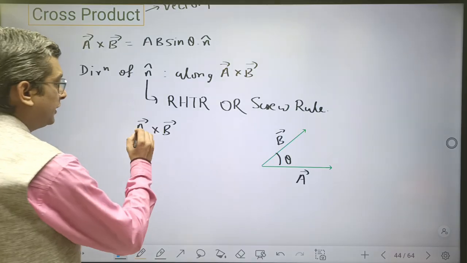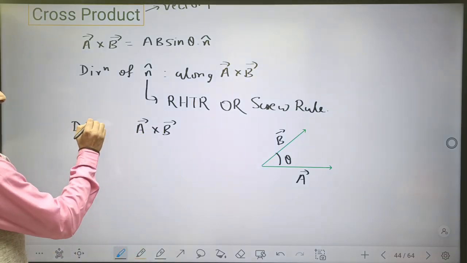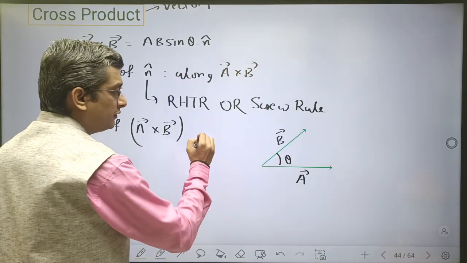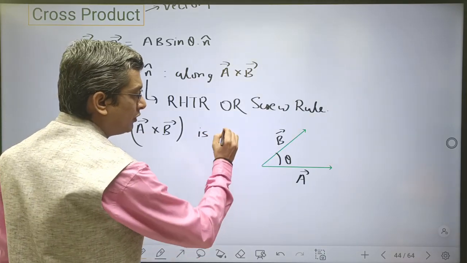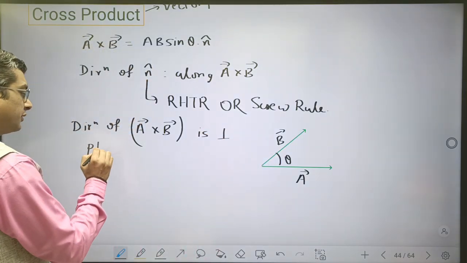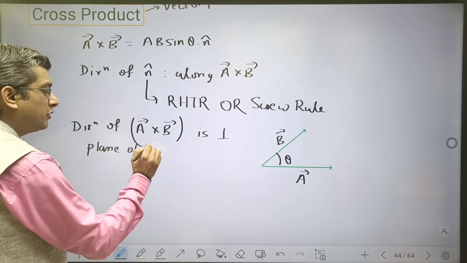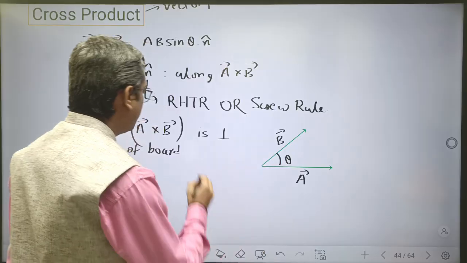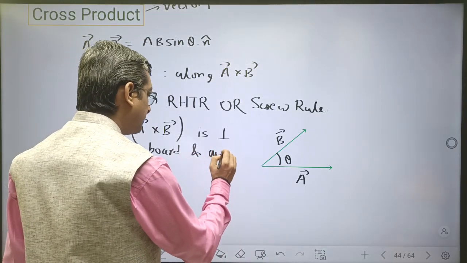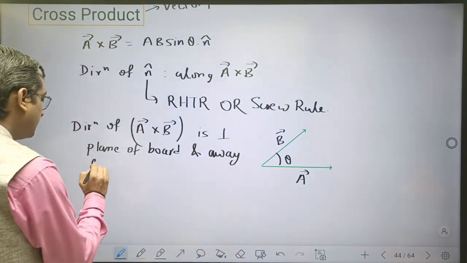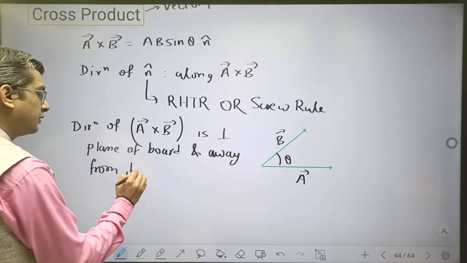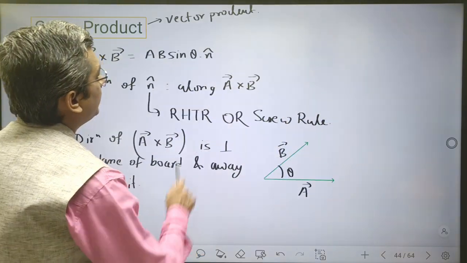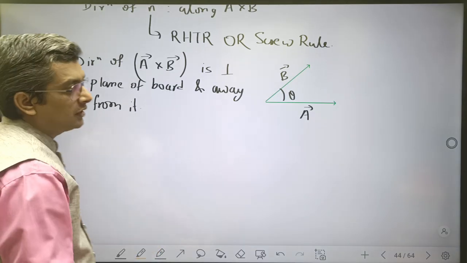So what happened? The direction of A cross B is perpendicular to the plane of the board and away from it. If you are writing on paper, then perpendicular to the plane of that paper and away from it, isn't it? So the direction of n cap is also the same. Here we can read it as n cap.